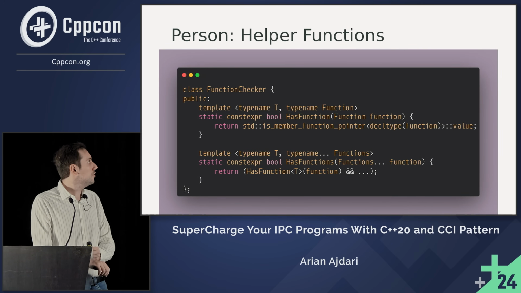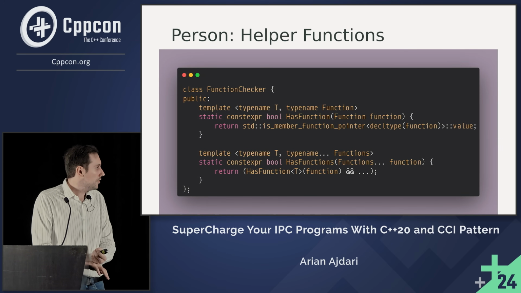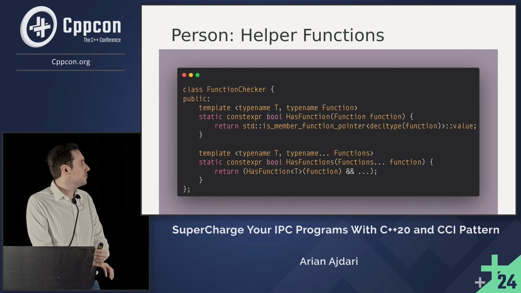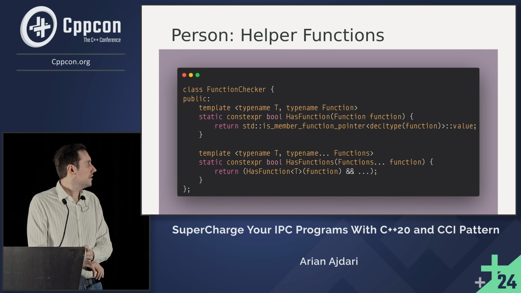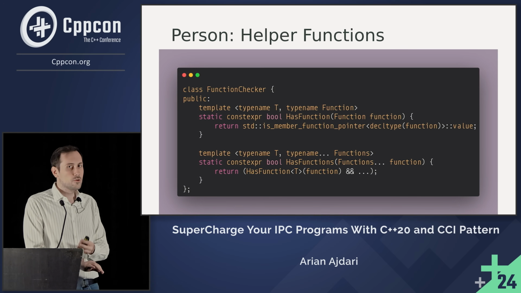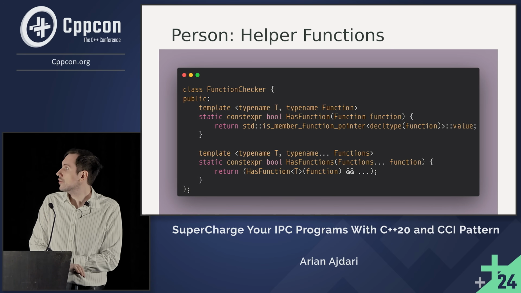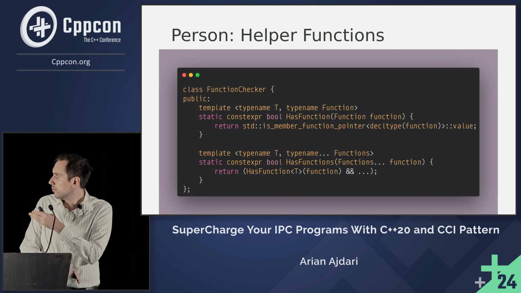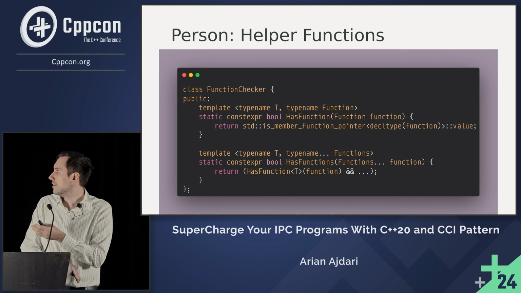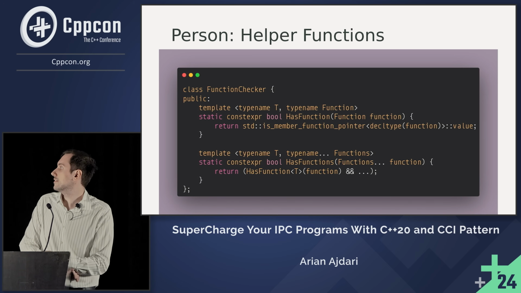Similarly, I did this for the functions. So this makes sure that it checks whether a particular function exists inside the class, and it works in a similar way as for the fields. The only difference is that instead of looking for whether a particular member exists, it checks whether a function pointer exists.